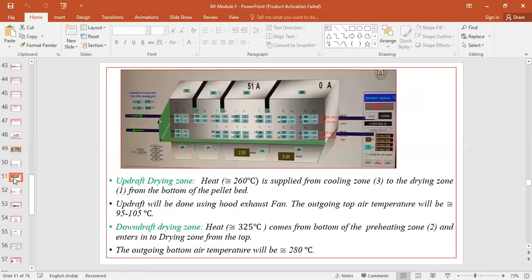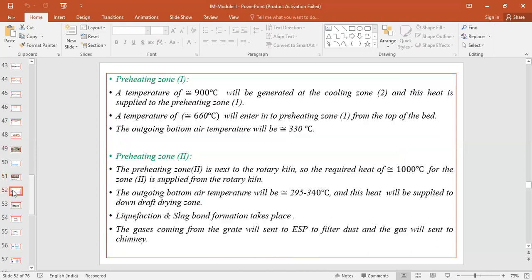So the input heat is around 325 degrees centigrade. It comes from the preheating zone 2 and enters into the drying zone from the top, and the outgoing air will be around 280. You can clearly see in this particular slide also, the input is around 331 degrees centigrade, and the output temperature is around 278. Okay, so this is how the drying takes place in the movable bed.